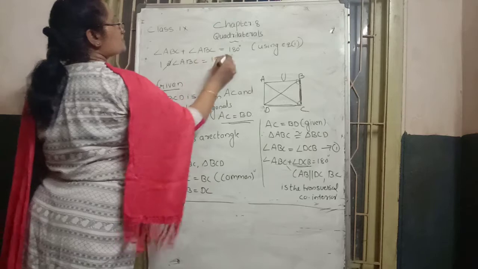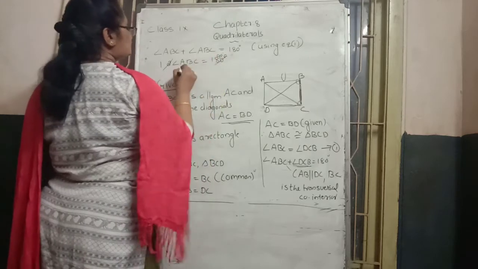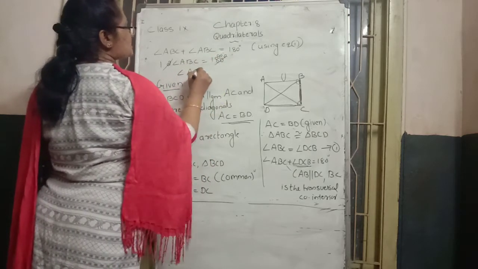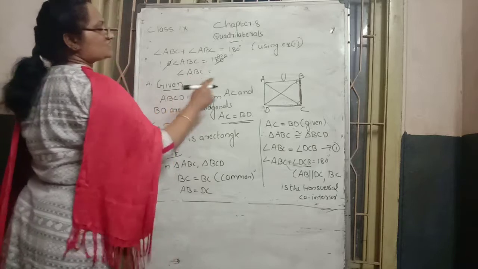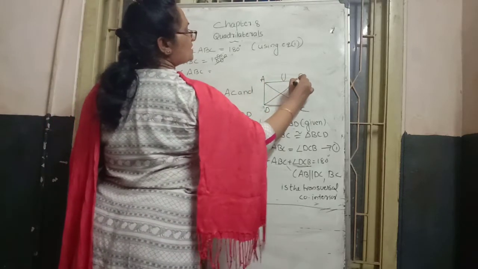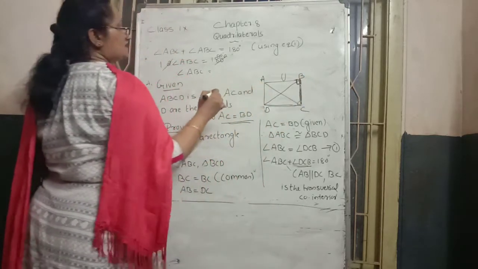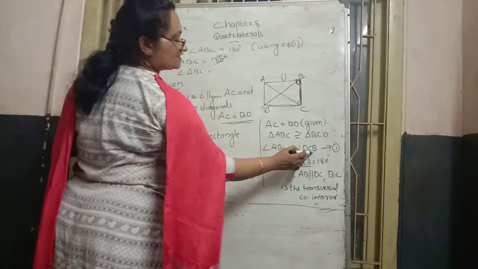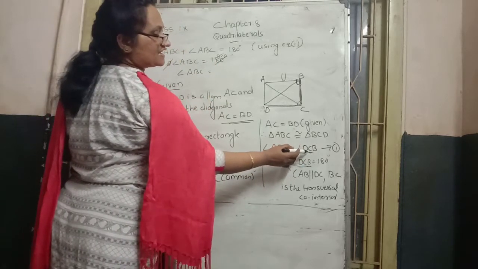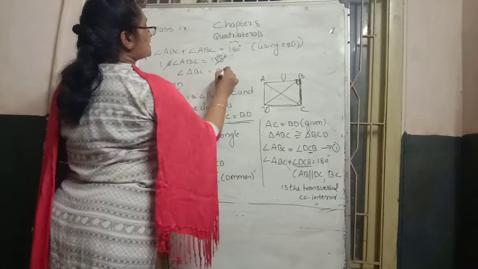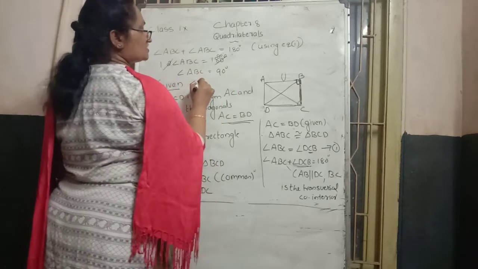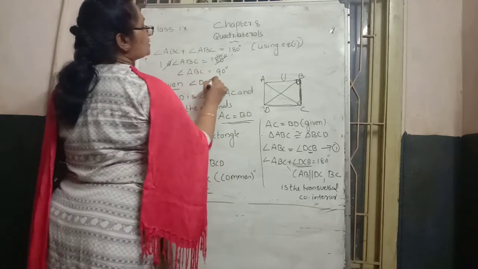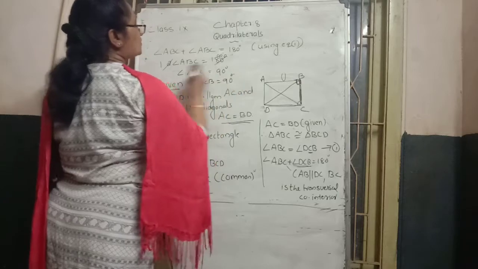The 2 cancels. So how much will come here? Angle ABC, the middle alphabet is B. B vertex becomes 90 degrees. Already we said the C vertex is equal to it. Therefore, the C vertex also becomes 90 degrees.